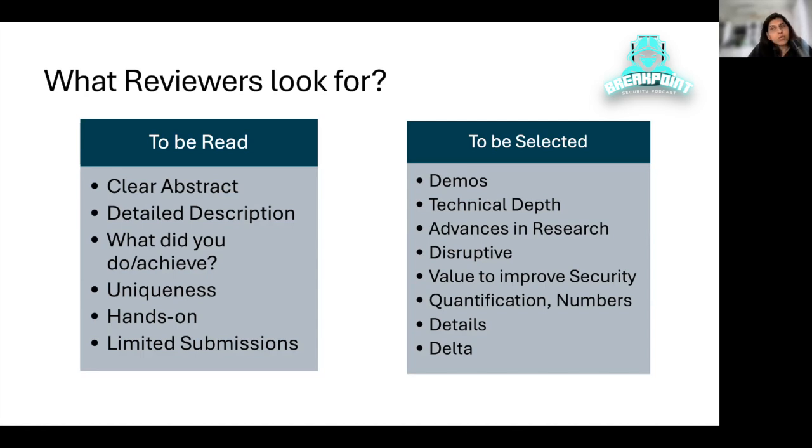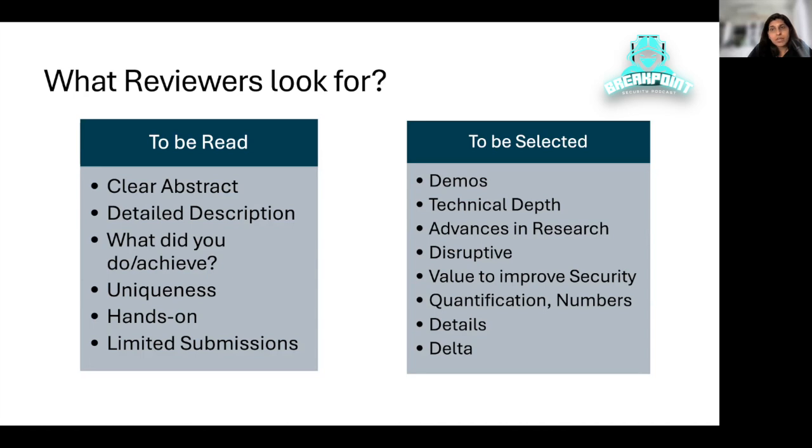Quantification numbers, like I told you, they stand hand in hand with demos. They show that you have done the work, that you have seen the results, and you can quantify them. Of course, put only the authentic numbers. That is actually the most impactful and realistic. Of course, add all the details if it has enough details for reviewers to understand. It is appreciated and valued.